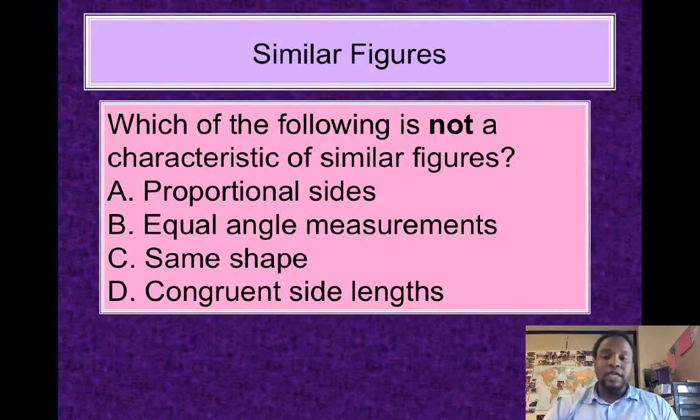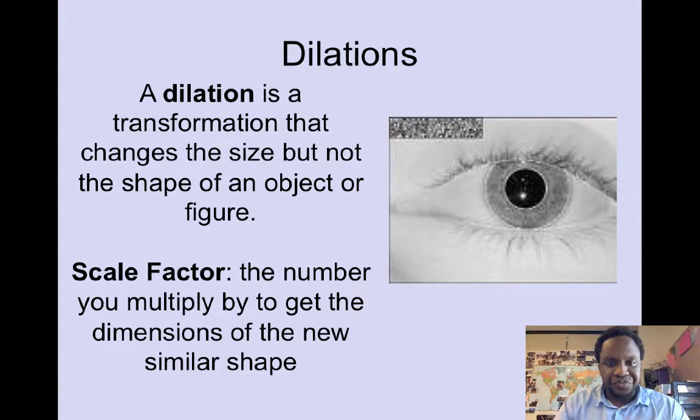So now take a moment to answer this question. Which of the following is not a characteristic of similar polygons? And your answer should have been D, congruent side lengths. Remember, similar polygons have proportional sides, they have equal angle measures, and they have the same shape, but their side lengths are, you guessed it, proportional. Congruent polygons have congruent side lengths. Okay, so that was our unknown side lengths.